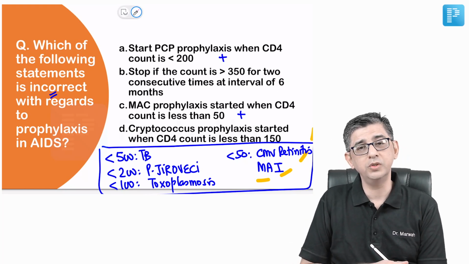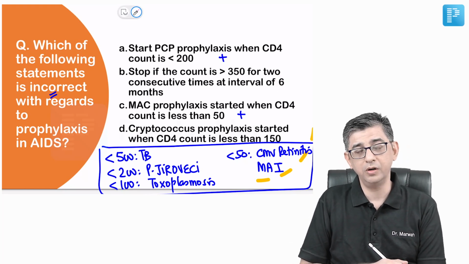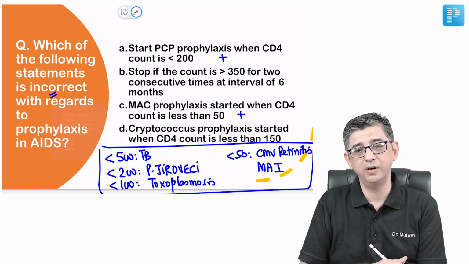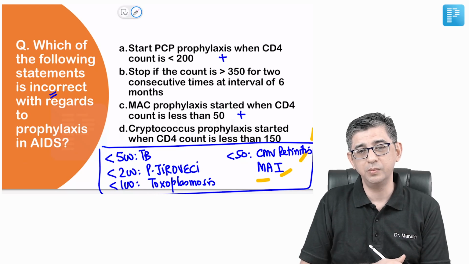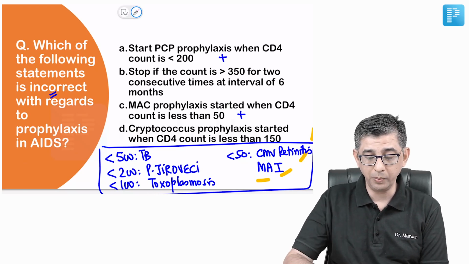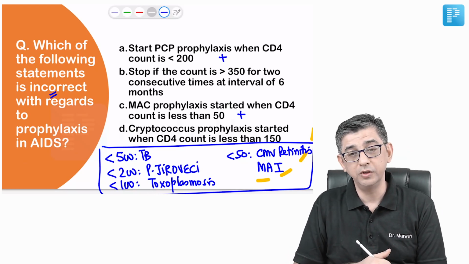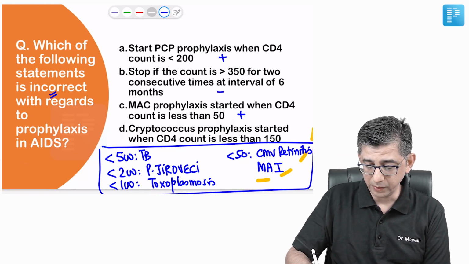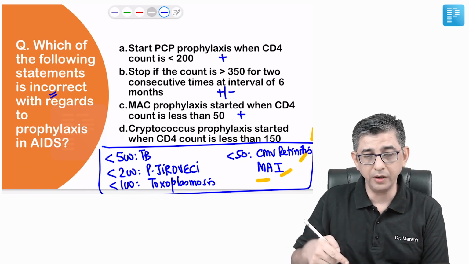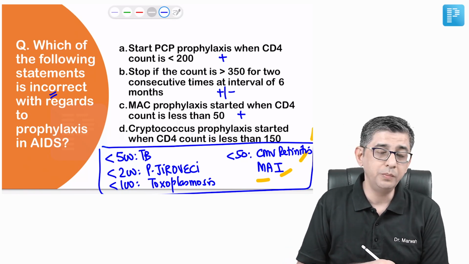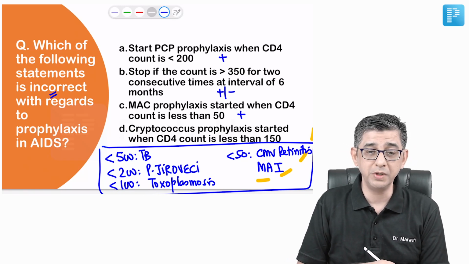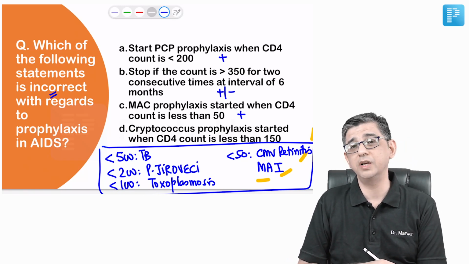But overall, this looks like an okay statement, primarily because if the count would go in excess of 200, going up towards 500 for a duration of 3 to 6 months, it makes sense to stop the treatment in the patient with respect to prophylaxis per se. So I'm putting a plus minus at the moment because I've still not read option number D. Option number D says cryptococcal prophylaxis should be started when CD4 count is less than 150.